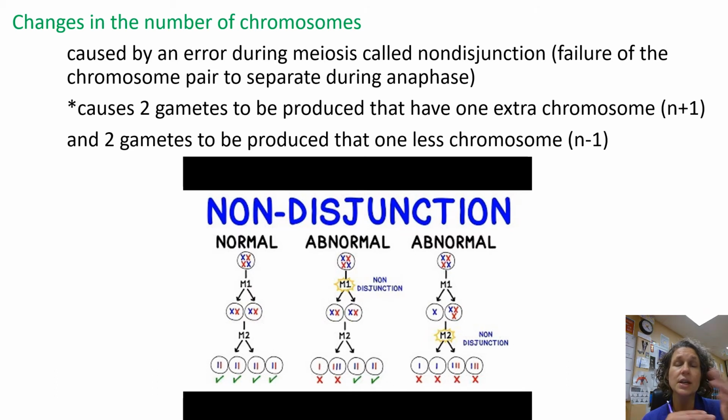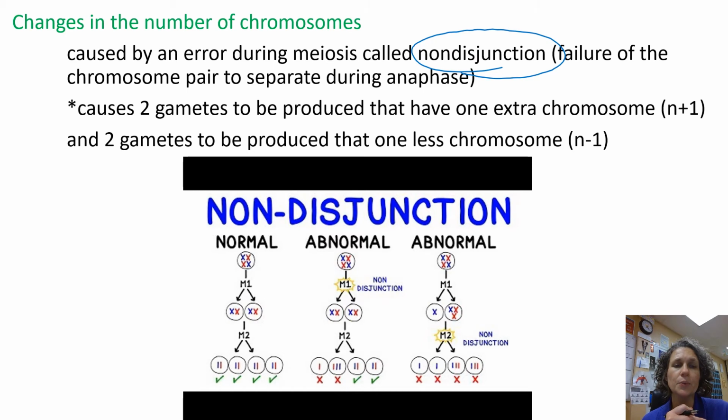Now changes in the number of chromosomes is always caused by a problem called non-disjunction, which I should have highlighted for you, but there it is. And that's the failure of the chromosome pairs to separate. Either the 2 X's separate, like in meiosis 1, or the individual X separates 1/2 and 1/2 in meiosis 2.